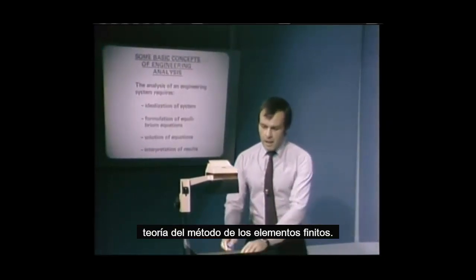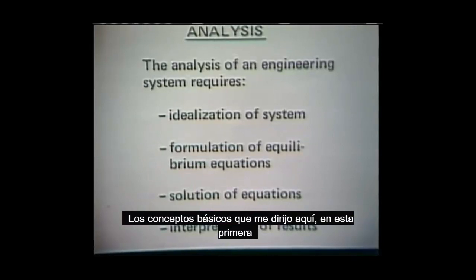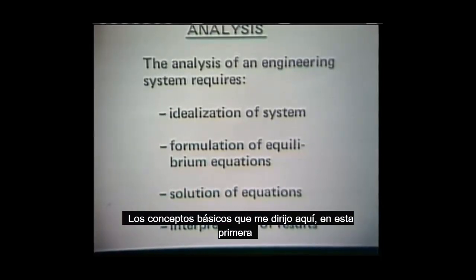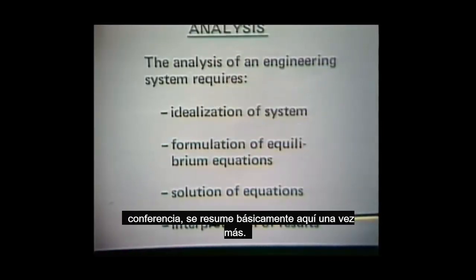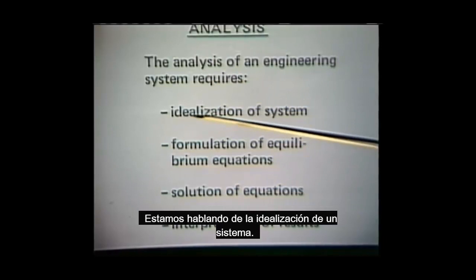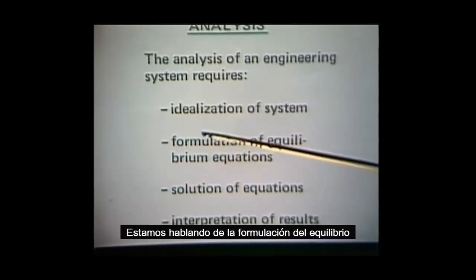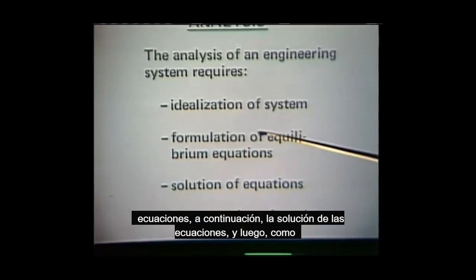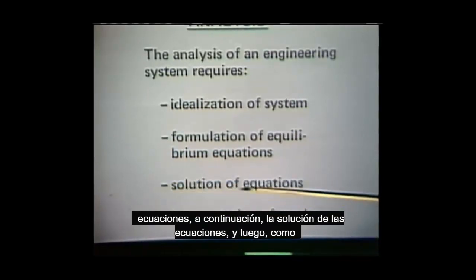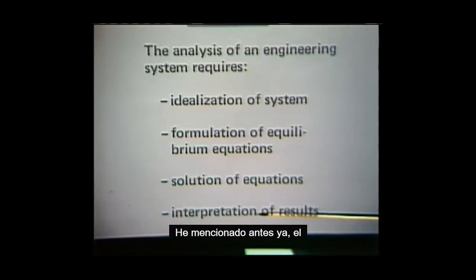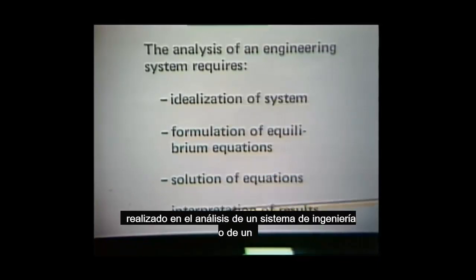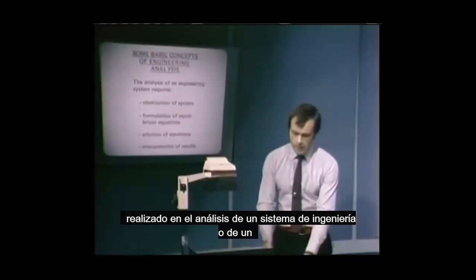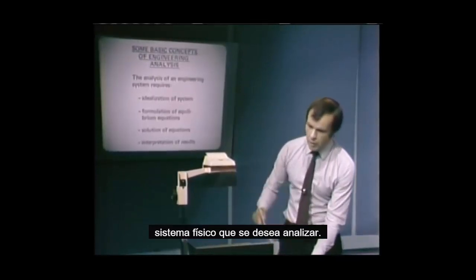element method. The basic concepts that I address here in this first lecture are summarized basically here once more. We are talking about the idealization of a system, the formulation of the equilibrium equations, then the solution of the equations, and then, as I mentioned earlier already, the interpretation of the results. These are really the 4 steps that have to be performed in the analysis of an engineering system or of a physical system that we want to analyze.